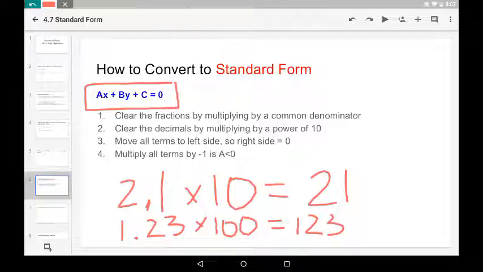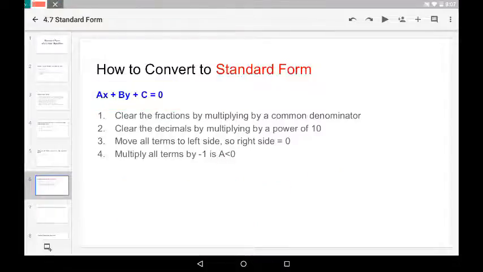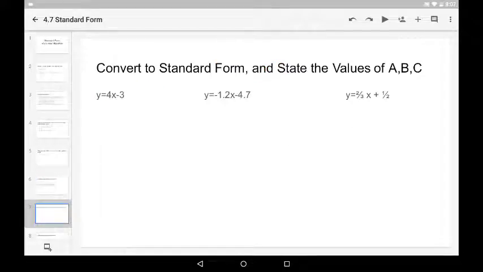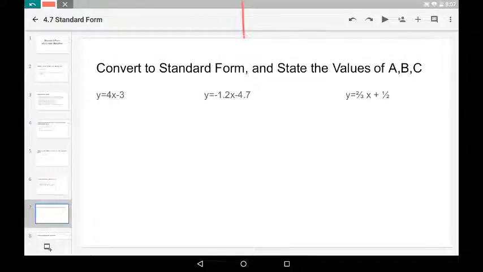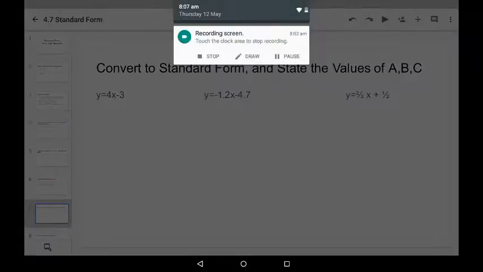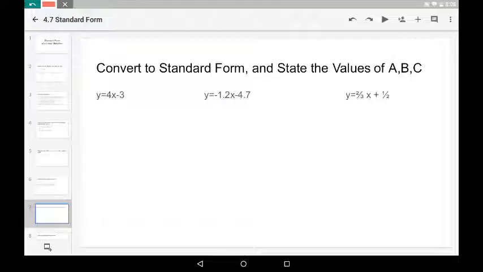Then third step, you move all the terms to the left side so that you have everything on the left side and the right side is equal to 0. And if a ends up as a negative number at this point, if it's negative, less than 0, you multiply all the terms by -1, which basically ends up being you flipping the signs of everything so that it's a positive number. So let's go over a few examples. We're going to convert each of these to standard form, and we're also going to state the values of a, b, and c for each equation once we have it in standard form.